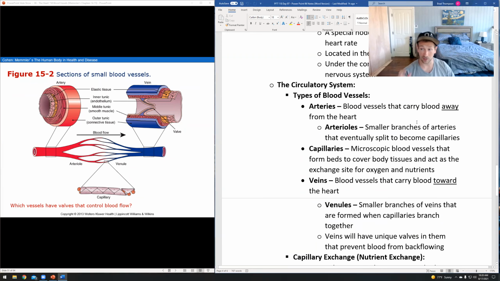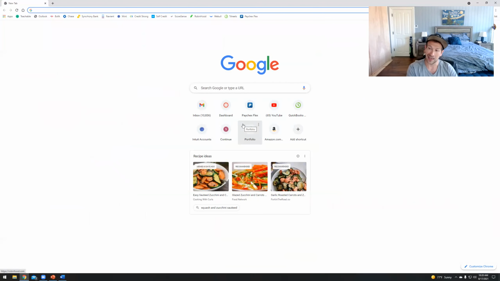And then eventually it'll get really small and it'll get microscopic. And that's what we consider like a driveway, which is really tiny, really short, and that's going to form what we call a capillary bed. So a capillary is a microscopic blood vessel that will cover your tissues. They form these beds, and those beds cover tissues, and that's actually where blood is being exchanged.